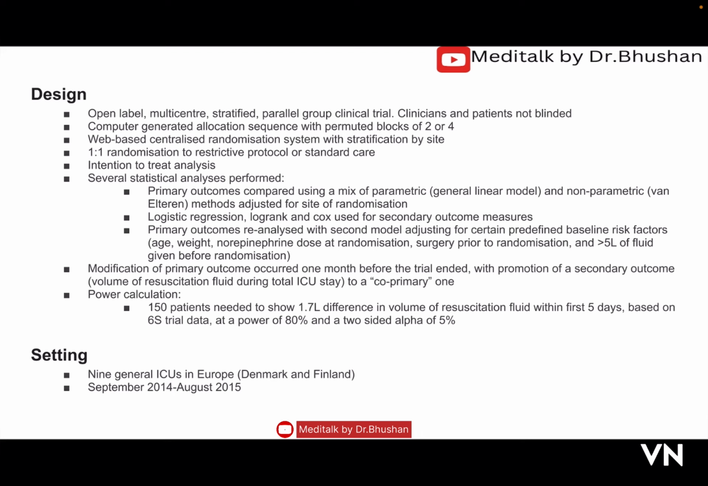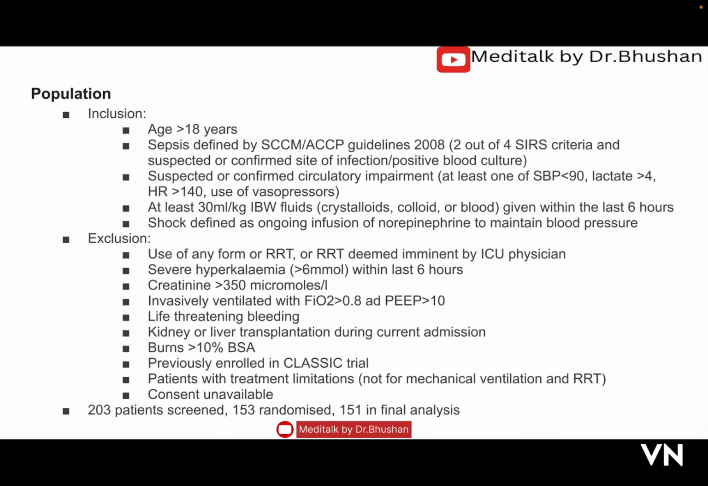Two co-primary outcomes. Power calculation: 150 patients were needed to show a 1.7 liter difference in volume of resuscitation fluid within the first 5 days, based on 6S trial data, at a power of 80% and two-sided alpha of 5%. Setting for the study: 9 general ICUs in Europe, in Denmark and Finland. Duration for the study: September 2014 to August 2015, almost 1 year.